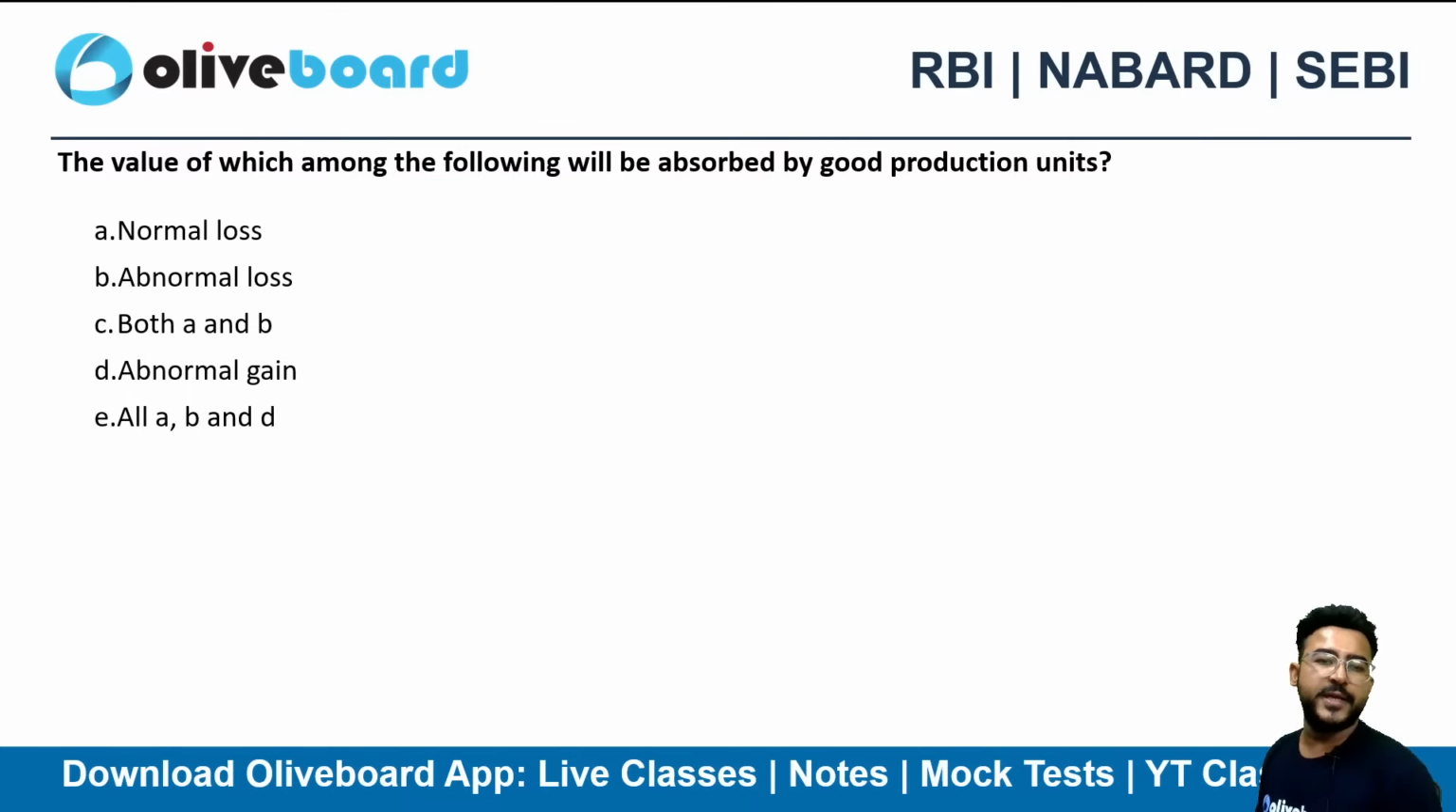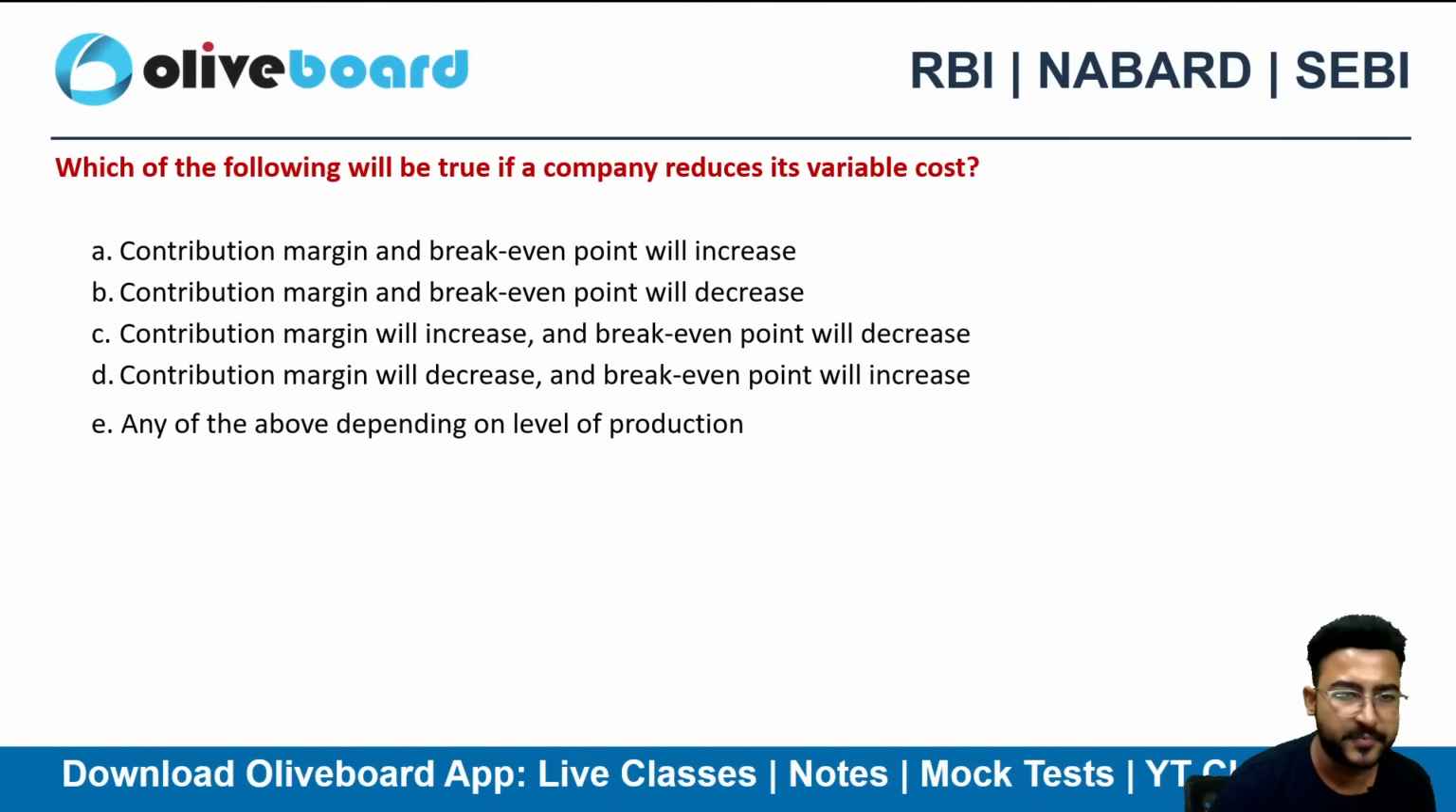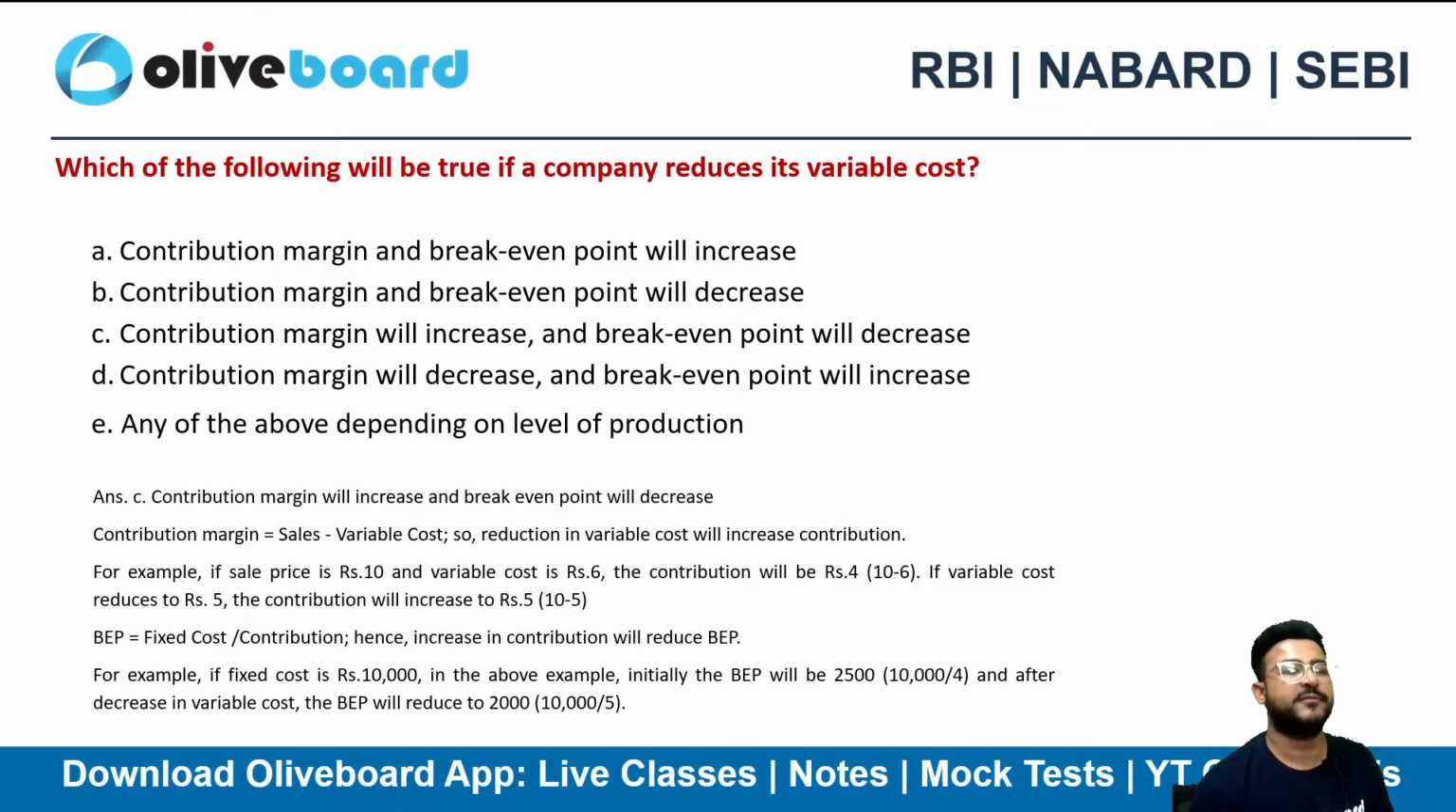The value of which among the following will be absorbed by the good units? Obviously, normal loss. Whatever normal loss you have incurred will be absorbed by the good units. Which of the following will be true if the company reduces its variable cost? Contribution margin will increase and break-even point will decrease.